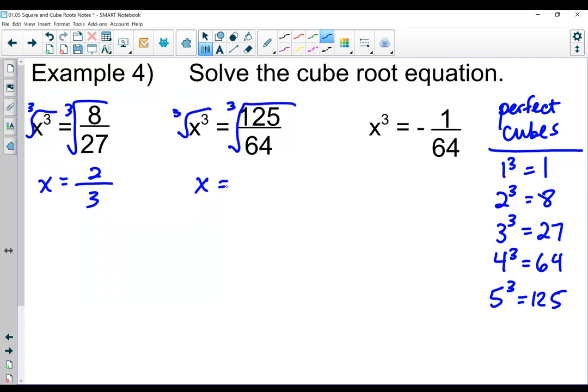On the next one, cube root again. So x equals, and then again I just have to look at my list. Cube root of 125 is 5. And my cube root of 64 is 4. So 5/4. And last one, cube root. This one I'm cube rooting a negative, so I'm going to have x equals a negative. Cube root of 1 is 1. Cube root of 64 is 4.